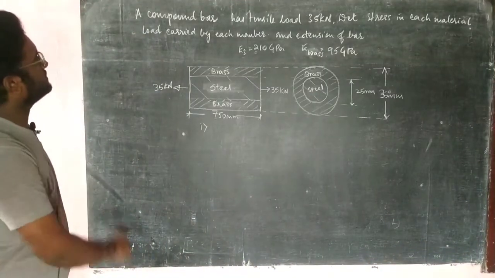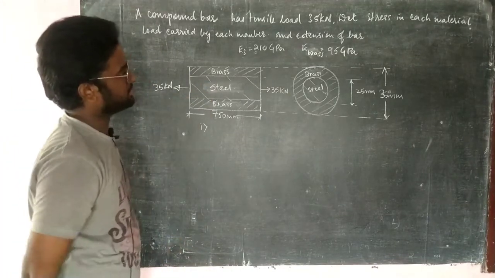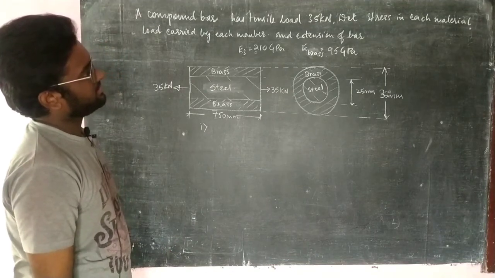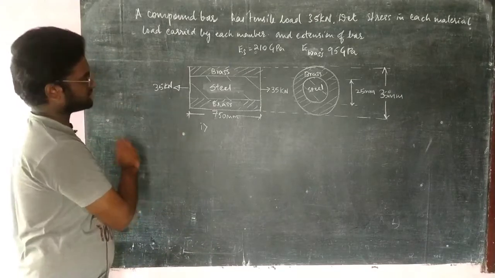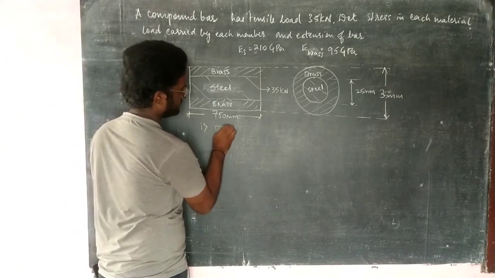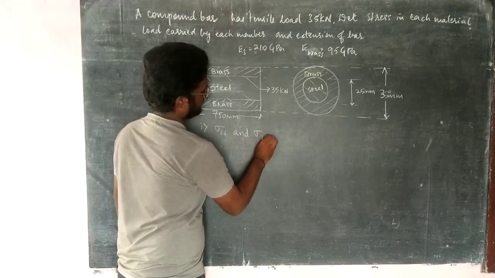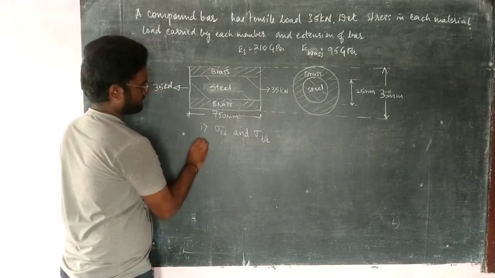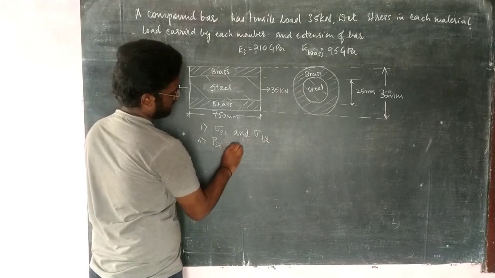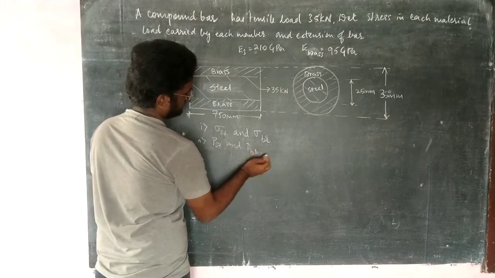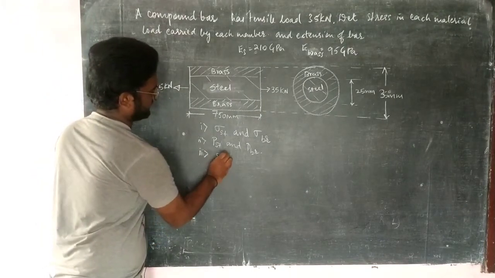Now let us solve this problem. What they have asked: a compound bar has a tensile load of 35 kilonewton, and determine the stress in each material, the load carried by each material, and the extension of the bar. First they have asked us to find sigma ST and sigma BR, secondly the load carried, that is PST and PBR, and thirdly to calculate the extension of the bar, that is delta L.